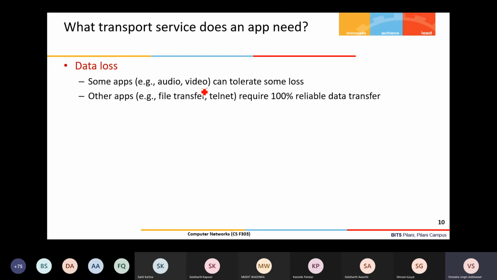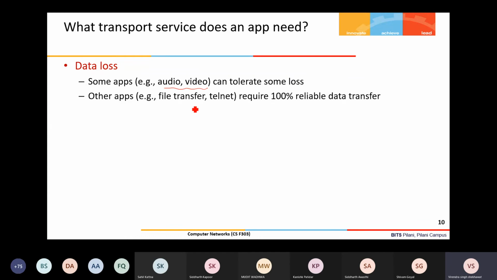In an audio or video application, say you are watching a video on YouTube, maybe one or two packets drop in between, but still it is okay. You can make out what is being said, and you are able to understand whatever audio or video stream is there.